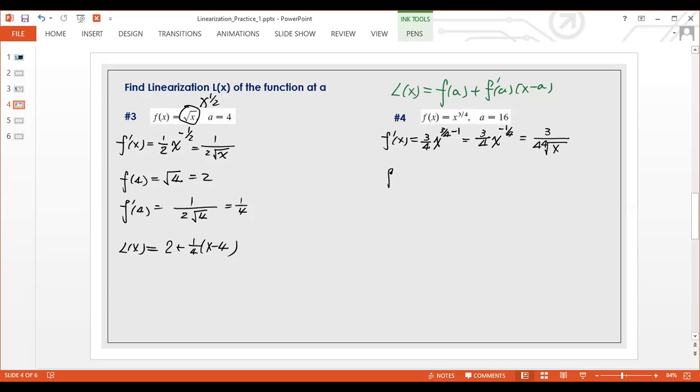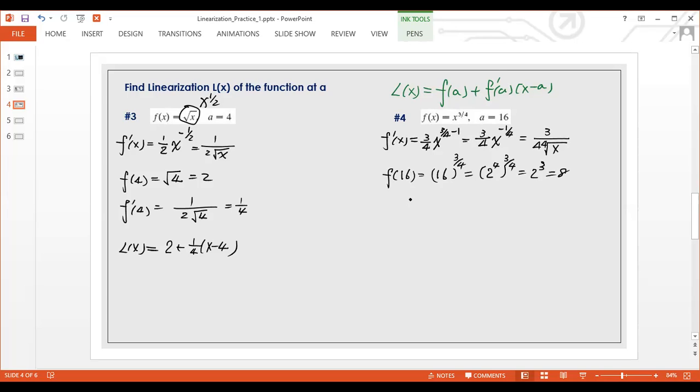Okay, now let's take a look at f of 16. So that means 16 to the 3/4. I know 16, you can say, is 2 to the 4th, to the 3/4. So it's 2 to the 3, so it's 8.